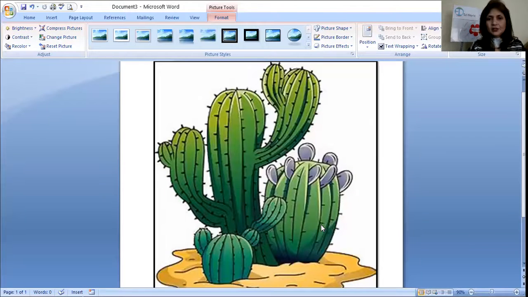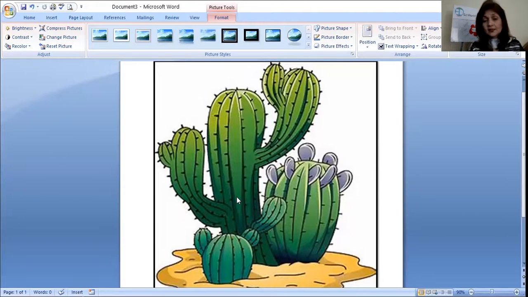It's a picture of a plant. Now which plant is this, children? Can you see my picture here? Yes? Good. Now which plant is this? It's a cactus, right? It's a cactus plant. See, all these are the thorns of the cactus.